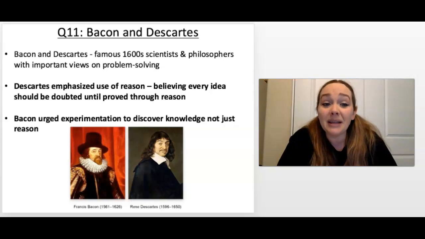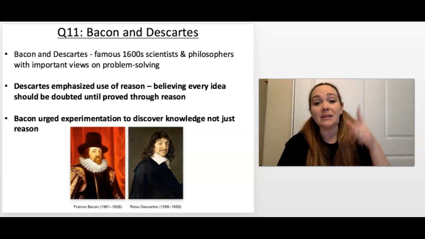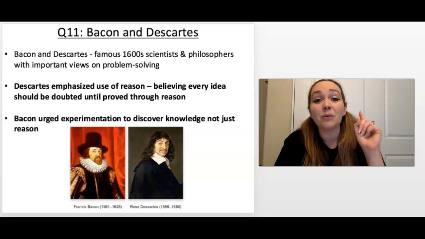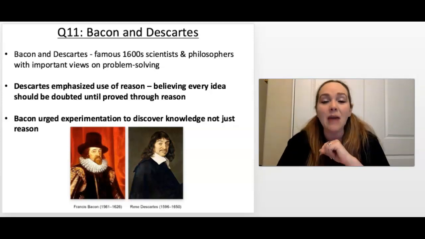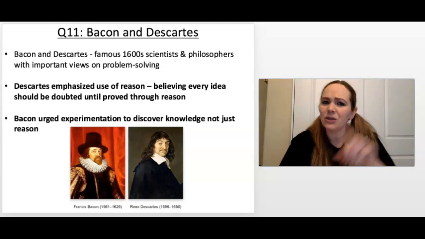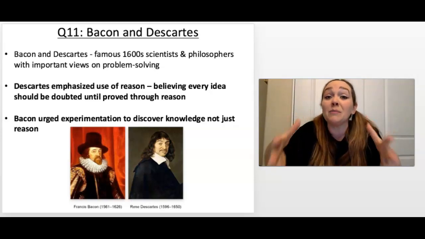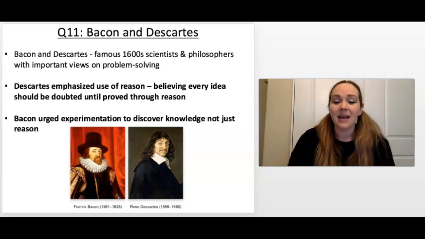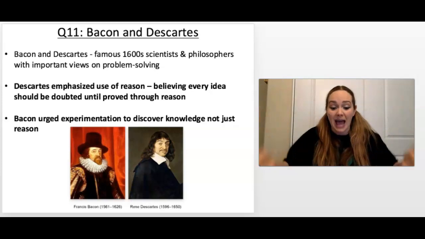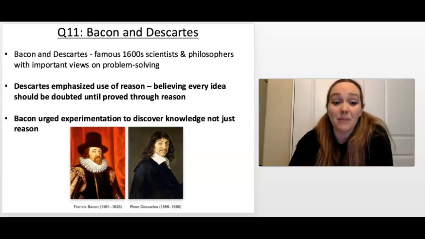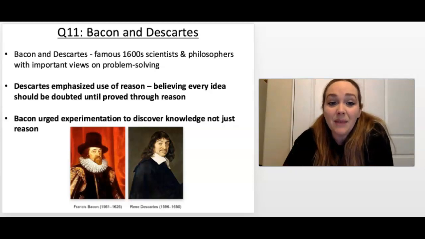All right, so that's Bacon and Descartes. Descartes says reason is important, use it, question everything until you can be proven through reason something's right. And Bacon says, yes, well and good, that's true, except take it a step further. You shouldn't believe something until experimentation helps show that that reasoning is correct. Okay, you need to be able to produce an actual result by having an experiment. All right, so that's number 11, Bacon and Descartes.